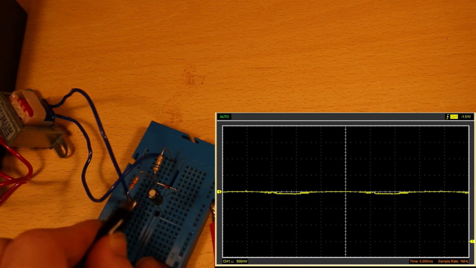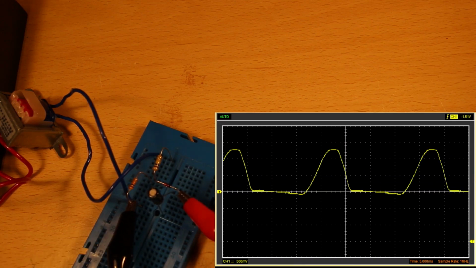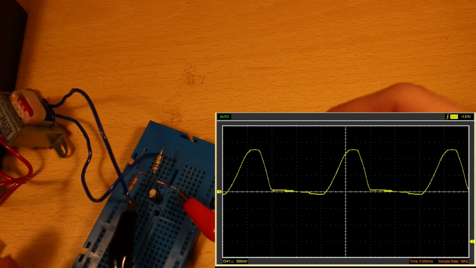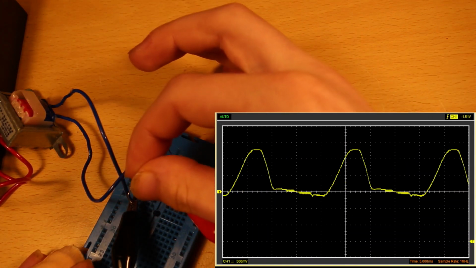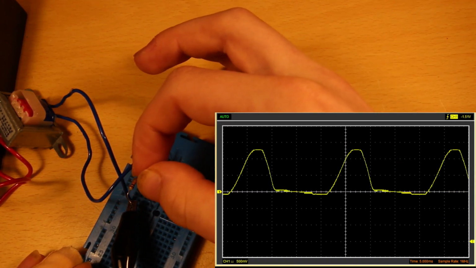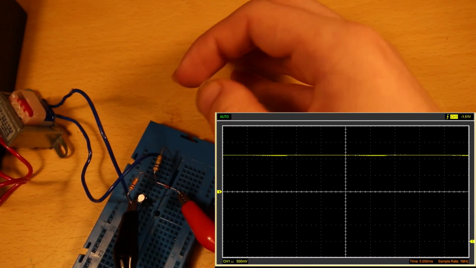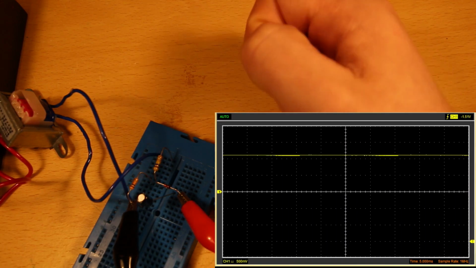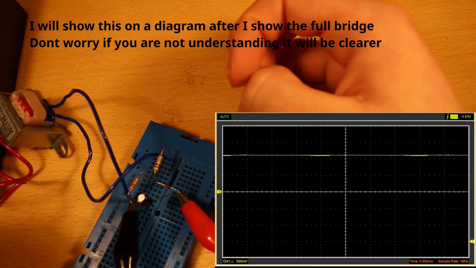I will connect the ground here and the waveform there. And you can see the waveform on the scope. When I connect the capacitor to it, the capacitor is like a battery that will store energy. So when I connect it, you can see what happens. We have now a nice smooth DC. This is the simplest way to do rectification, but it's also the worst.